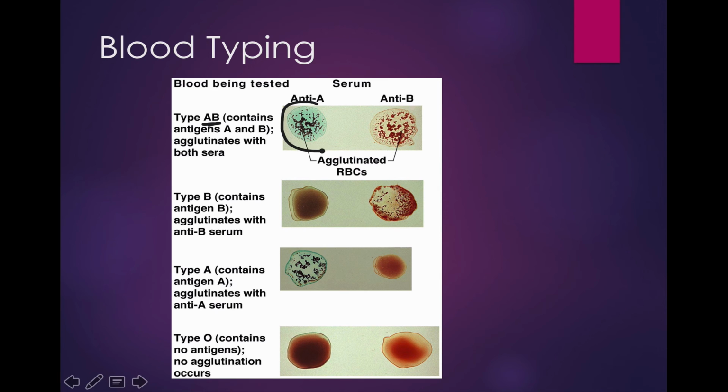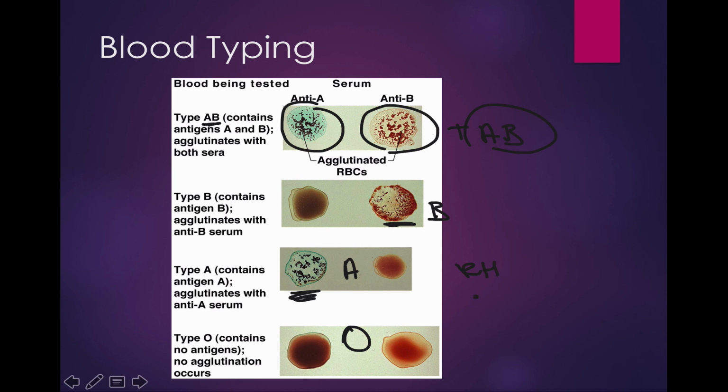So if you agglutinate for A and B, that means that you have type AB blood. If you agglutinate for B only, that means that you're type B. If you agglutinate for type A, that means you're A. If nothing happens and it just kind of looks like the control, that means that you're type O. The same thing will occur with the Rh.